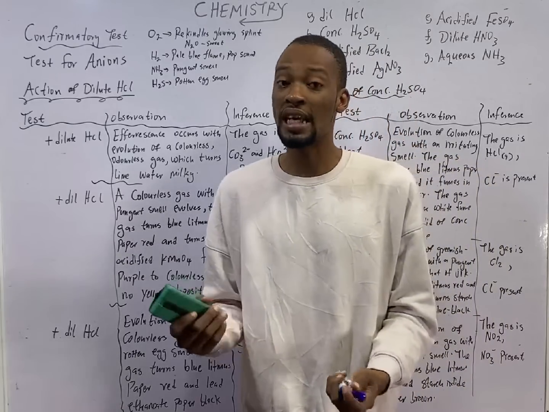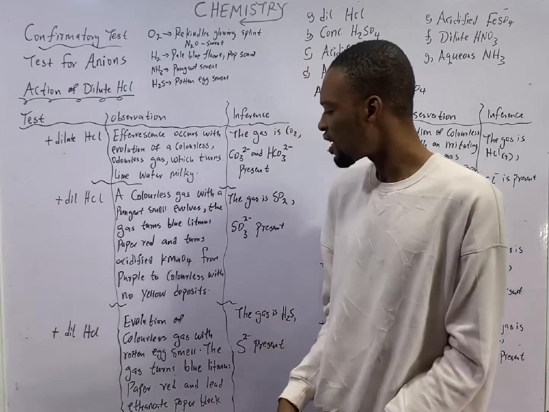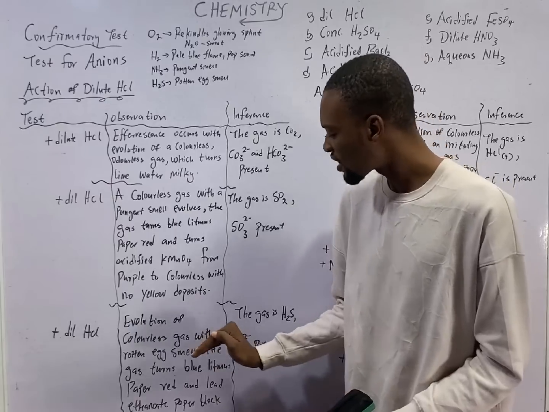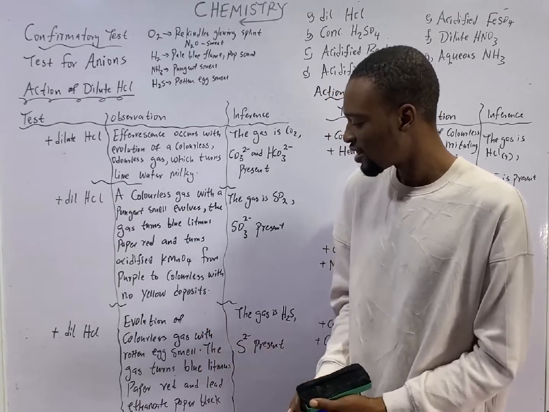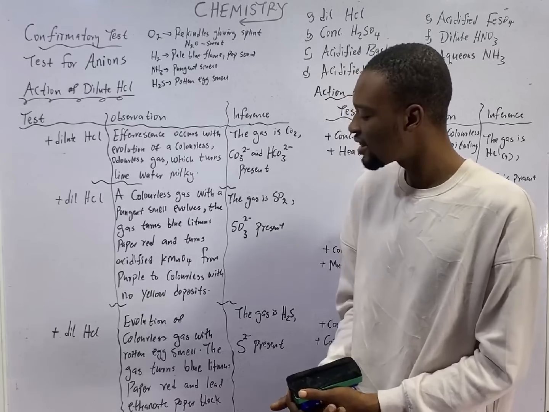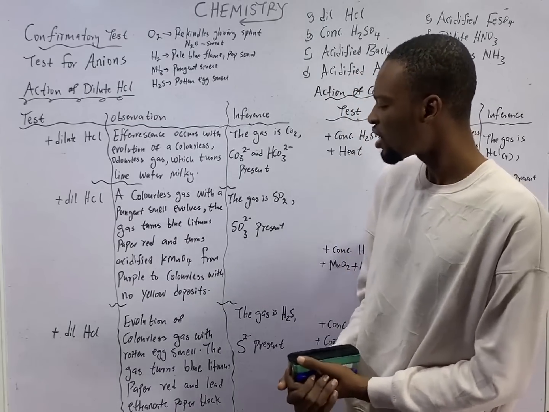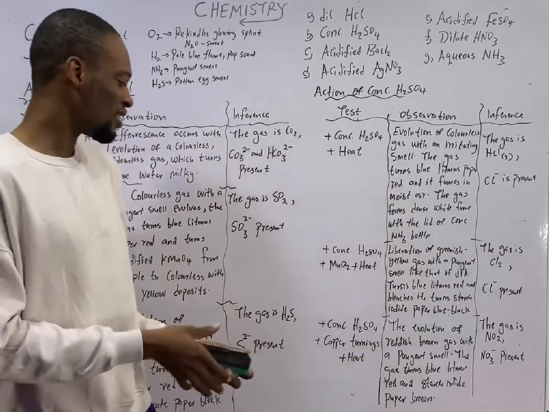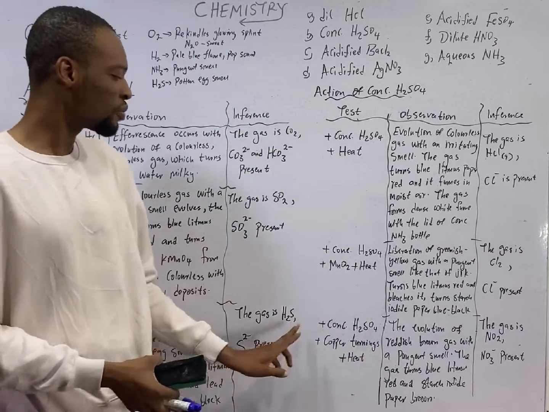Dilute HCl was added to this. Then there was evolution of colorless gas with a rotten egg smell. The gas turns blue litmus paper red and lead ethanoate paper black. Immediately you hear rotten egg smell, then hydrogen sulfide gas should come to your mind.